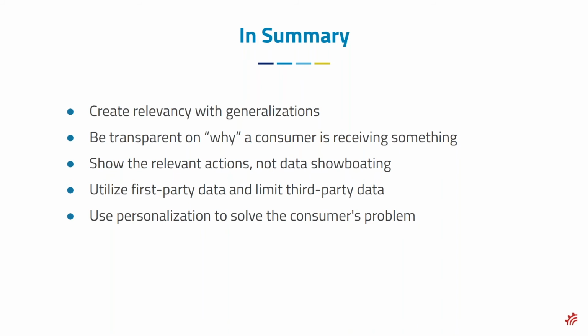Show the relevant actions, not data showboating. It's super easy to get caught up in the fact that once you have data, you want to mention all of it. You need to whittle it down to what you think is going to be the most impactful to someone's decisions. If it ends up being how quickly something might fly off the shelf, then you want to use urgency messaging, but you also don't need to include the price, the reviews, and 15 other things.